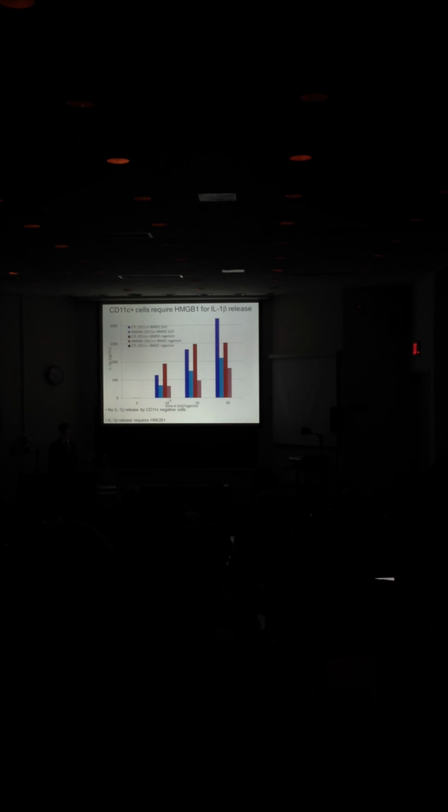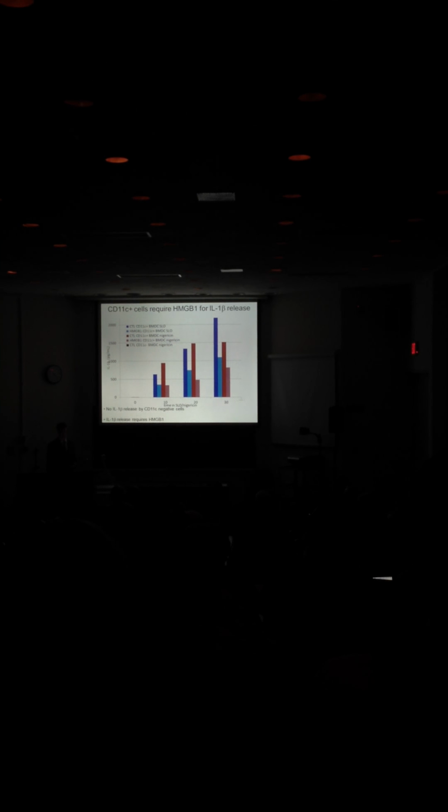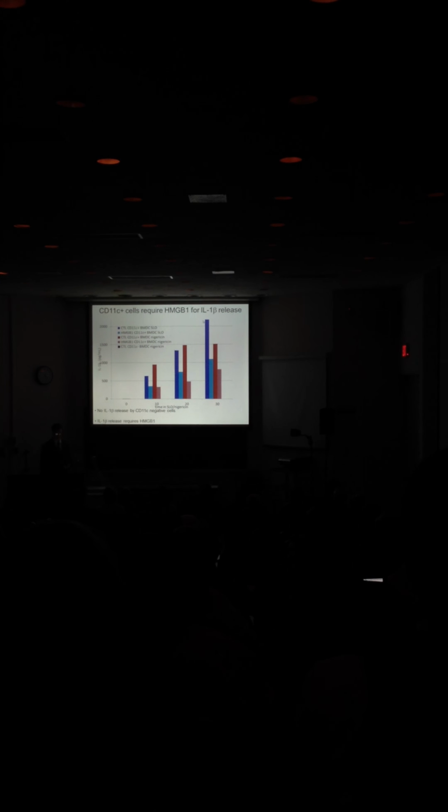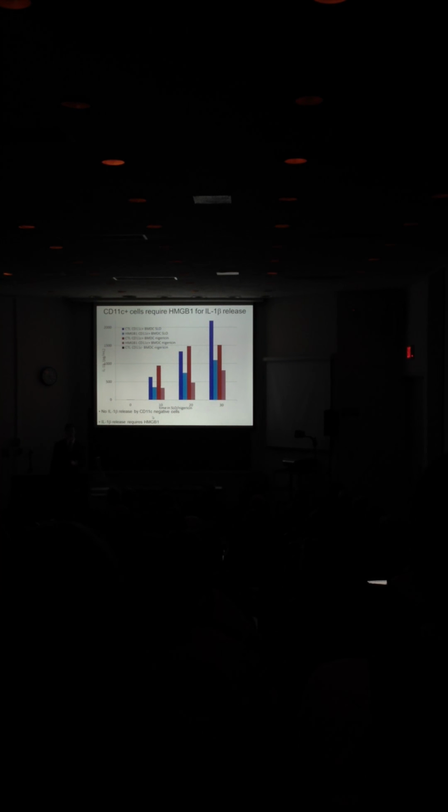And what we see is the CD11c negative cells don't produce any IL-1 beta at all. And the HMGB1 knockout cells, again, only produce about half as much IL-1 beta as the wild-type cells. So this shows that IL-1 beta release requires HMGB1.